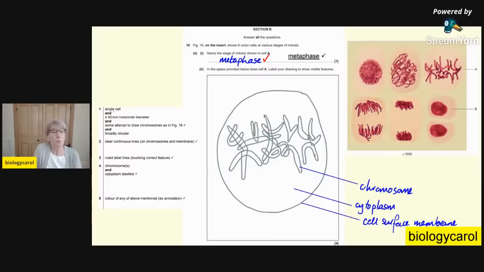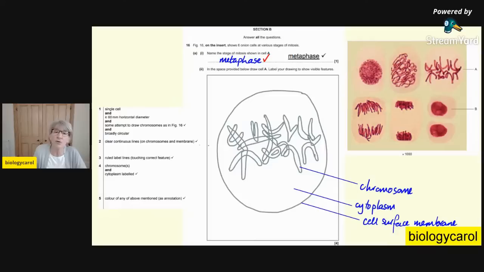In order to get mark point 1, you had to draw one cell. It had to take up a reasonable proportion of the box. There had to be some attempt to draw the chromosomes. In other words, you weren't just drawing a diagram from your textbook. And it needed to be broadly circular. Basically, you needed to make a good attempt to draw what you saw. So I got mark point 1.